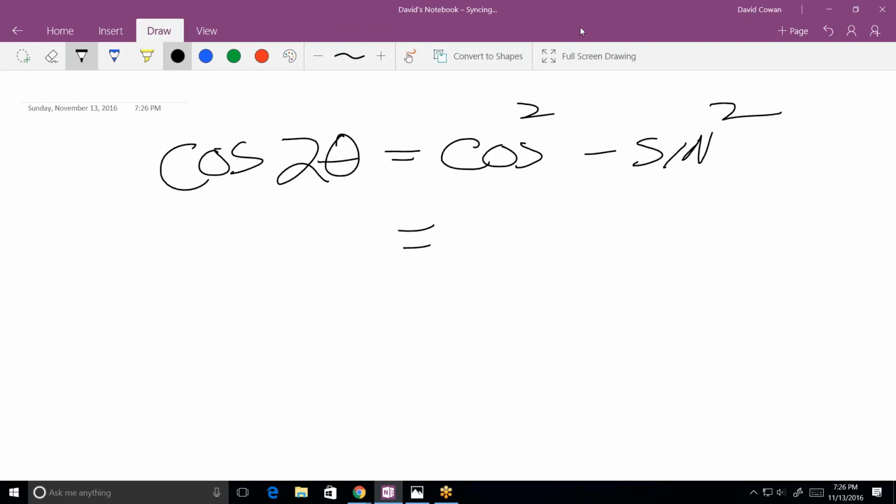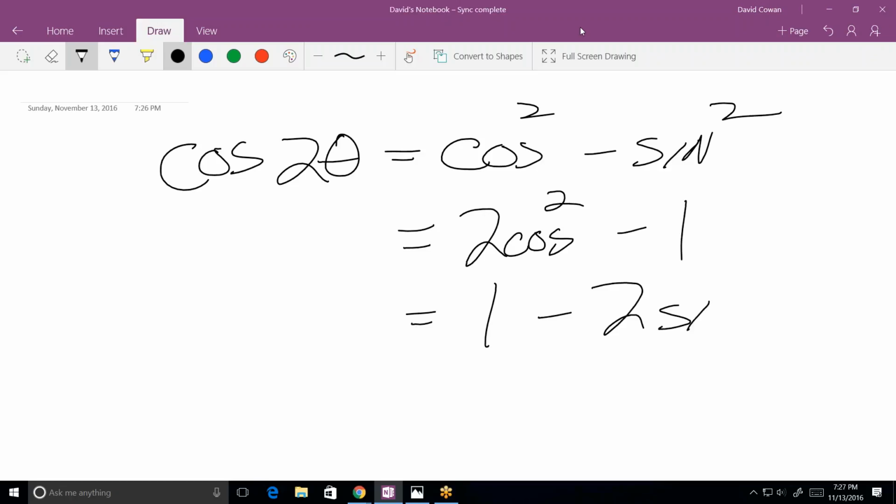One has 2 cosine squared minus 1, and the other one has 1 minus 2 sine squared. If you need an identity that is nothing but cosine, you use that one. If you need an identity that's nothing but sine, you use that one. And if you need an identity that has both cosine and sine in it, use that one.